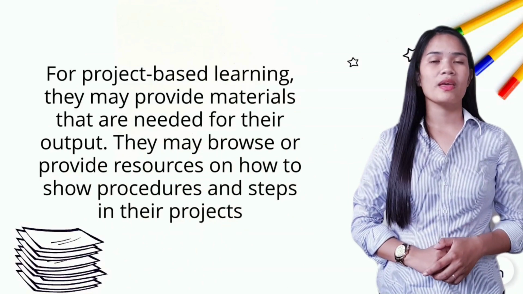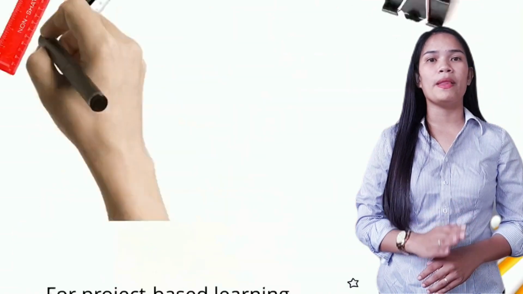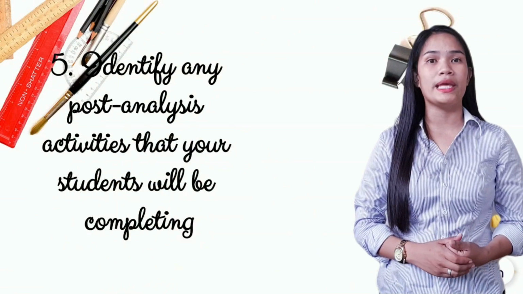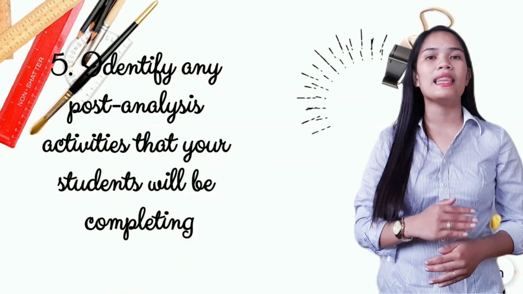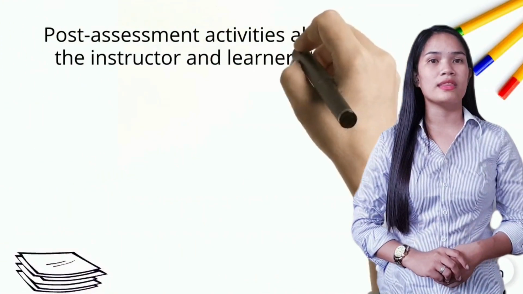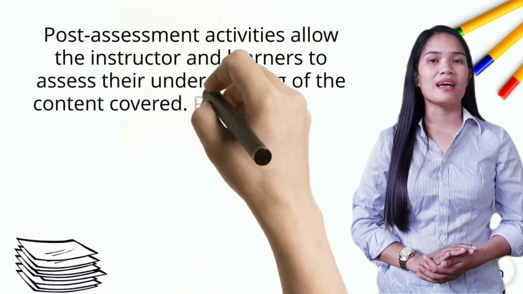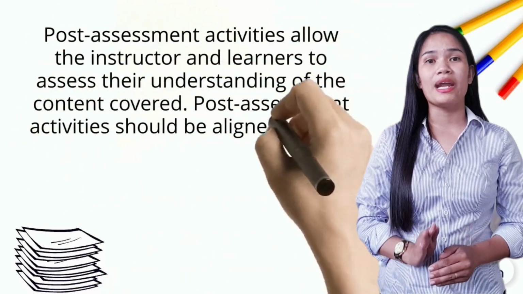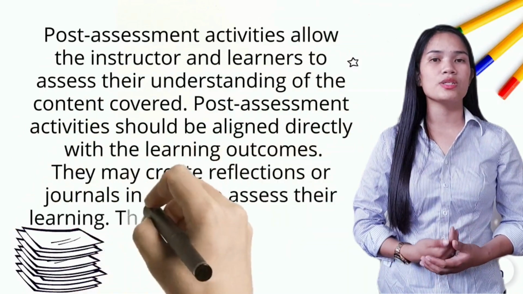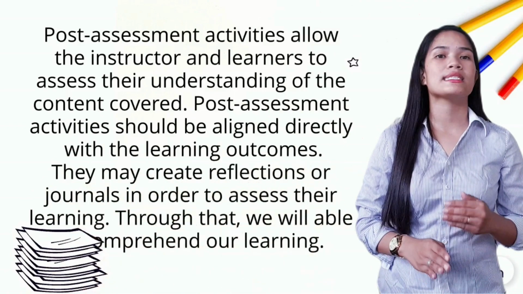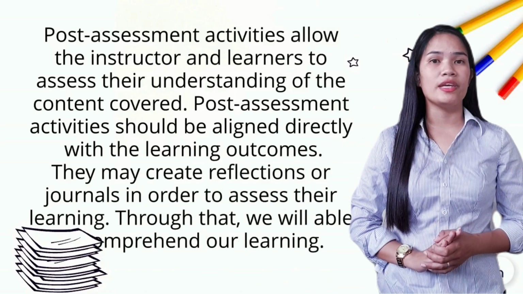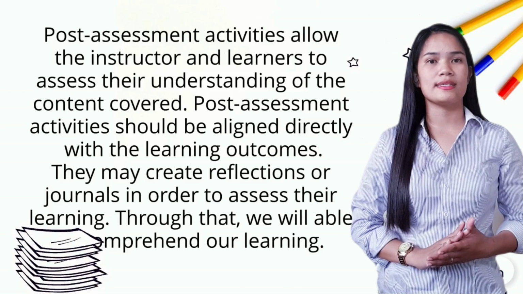The fifth step in writing a learning plan is identifying any post-analysis activities that your students will be completing. Post-assessment activities allow the instructors and learners to assess their understanding of the content covered. Post-assessment activities should be aligned directly with the learning outcomes. They may create reflections or journals in order to assess their learning process. Through that, we are able to comprehend our learning progress.